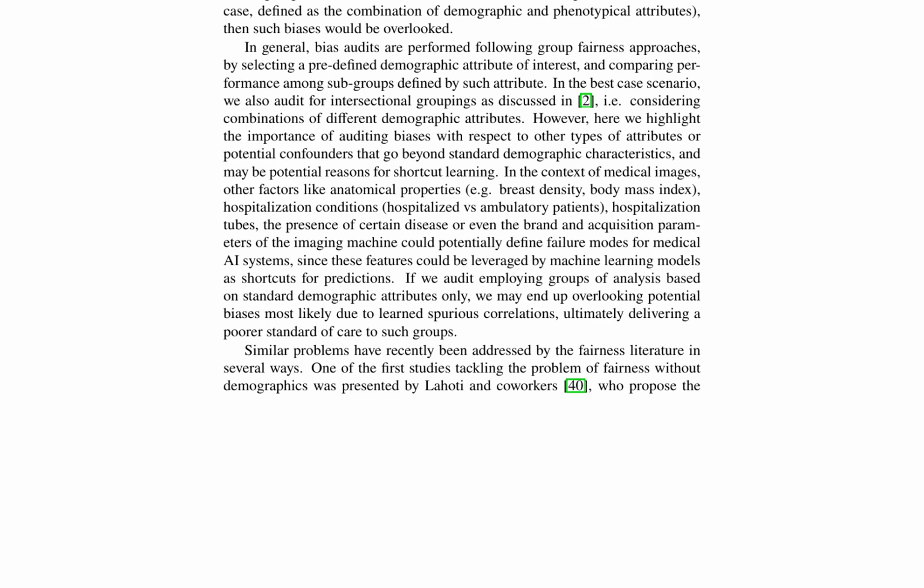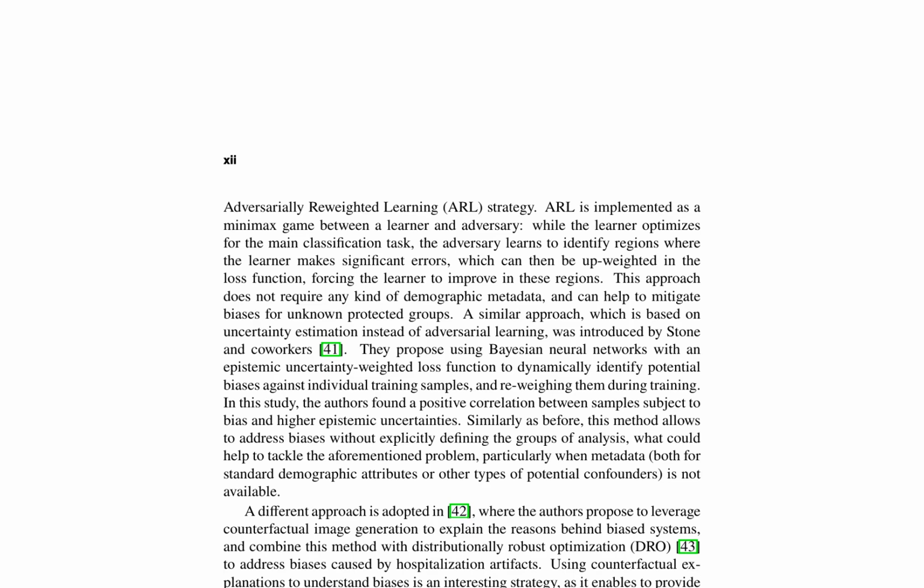characteristics, such as anatomical properties, hospitalization conditions, and imaging machine parameters. These features could be leveraged by machine learning models as shortcuts for predictions, leading to overlooked biases. Recent studies have addressed this problem by proposing novel methodologies. The adversarially reweighted learning (ARL) strategy, introduced by Lahoti and coworkers, implements a minimax game between a learner and adversary to identify regions where the learner makes significant errors. This approach does not require demographic metadata and can help mitigate biases for unknown protected groups.